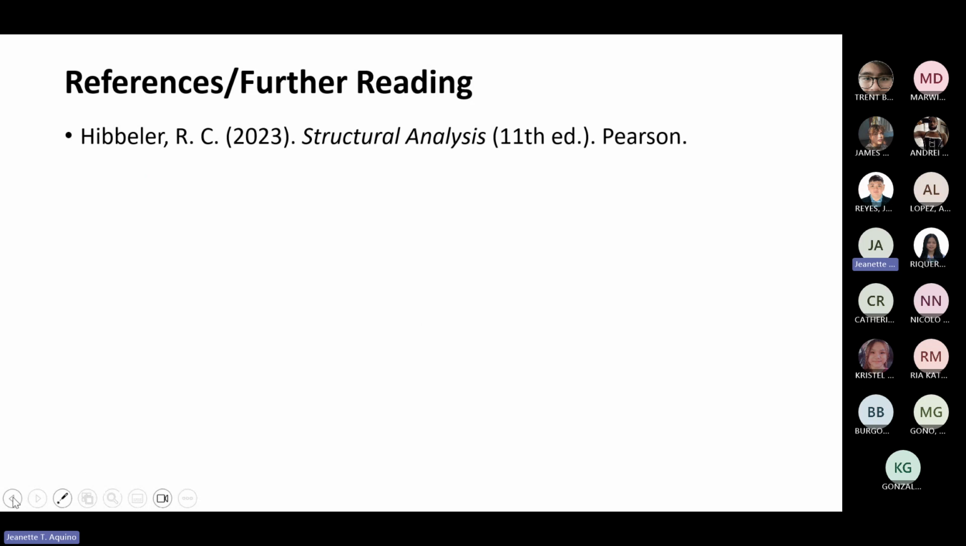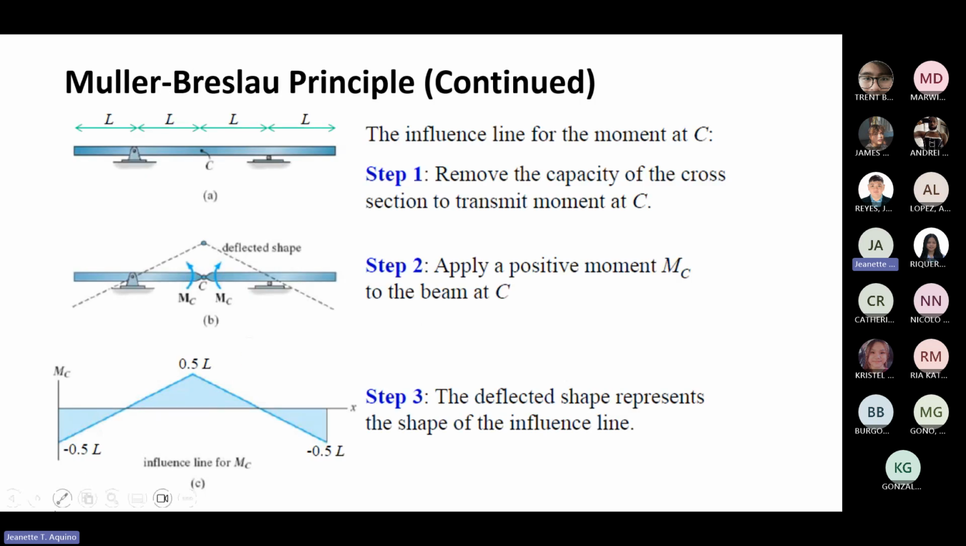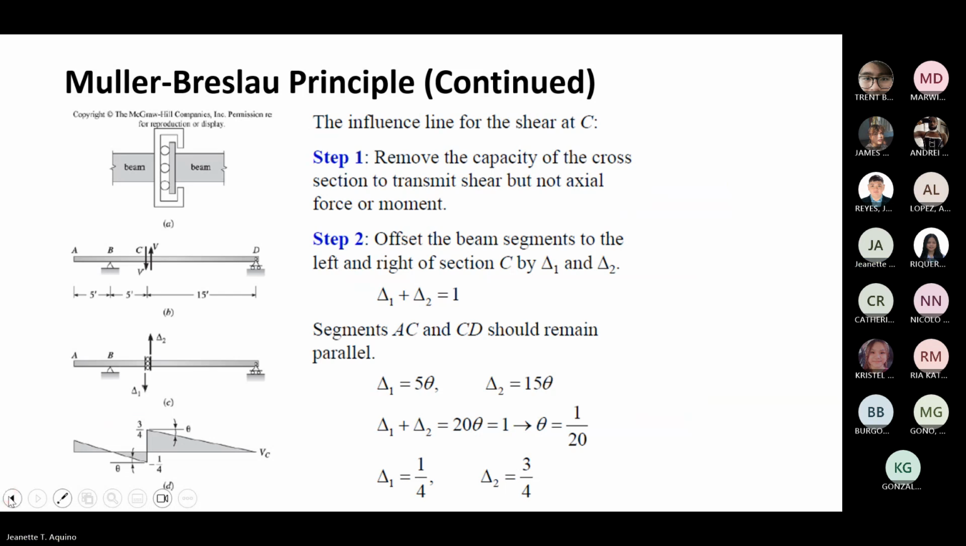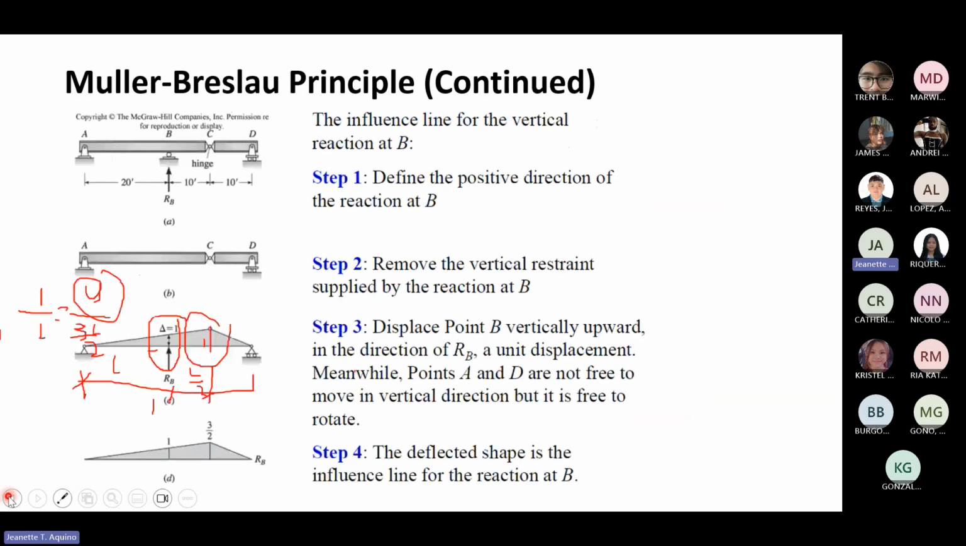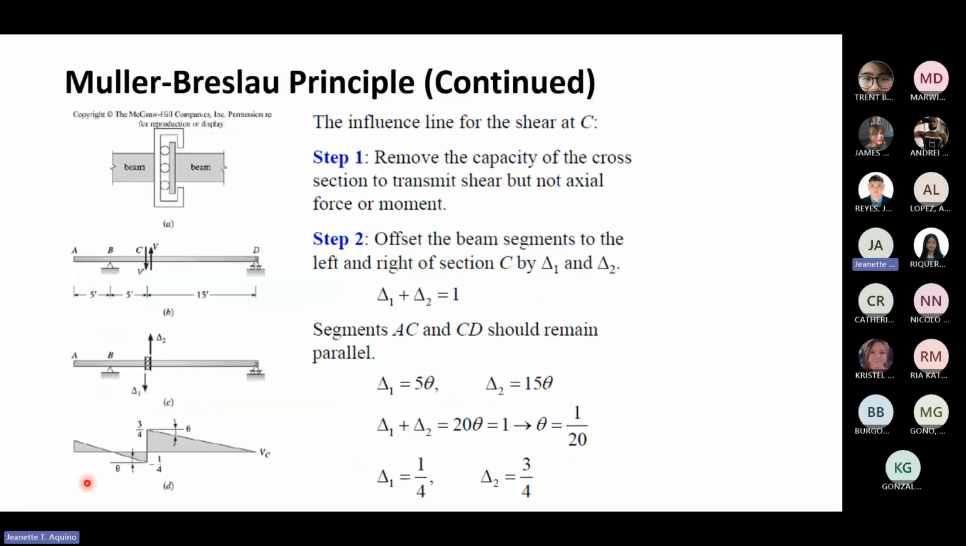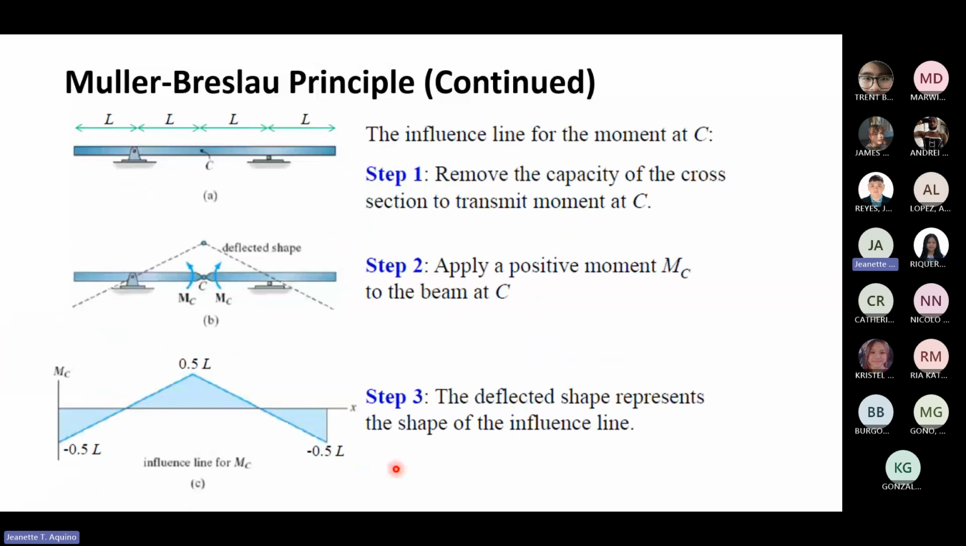So that is what we have shown you, the example for the Muller-Breslau principle. Here we determined the reaction at B, and then here for the shear, and then for the moment. Okay, so let's try one example.